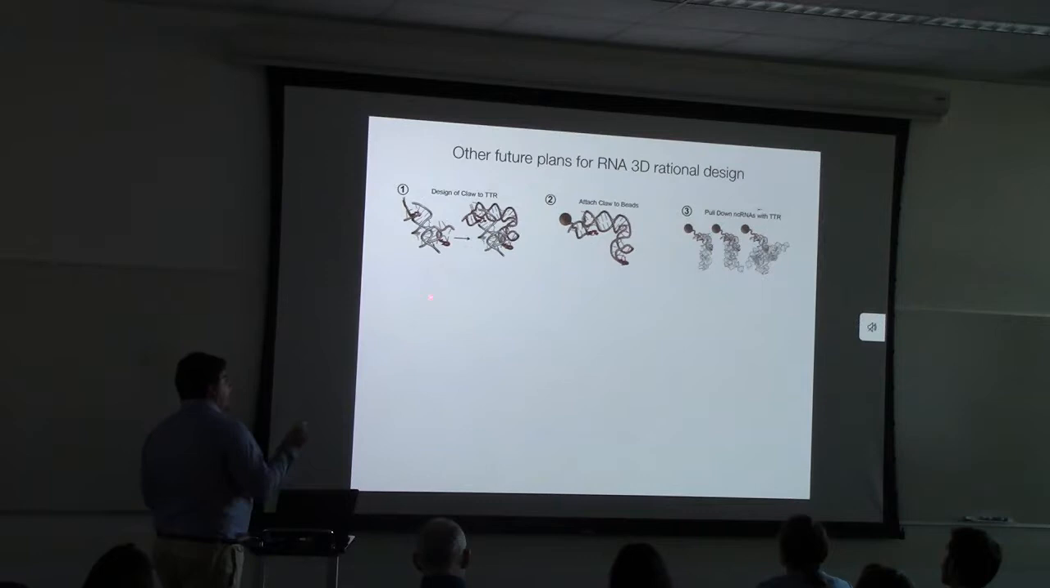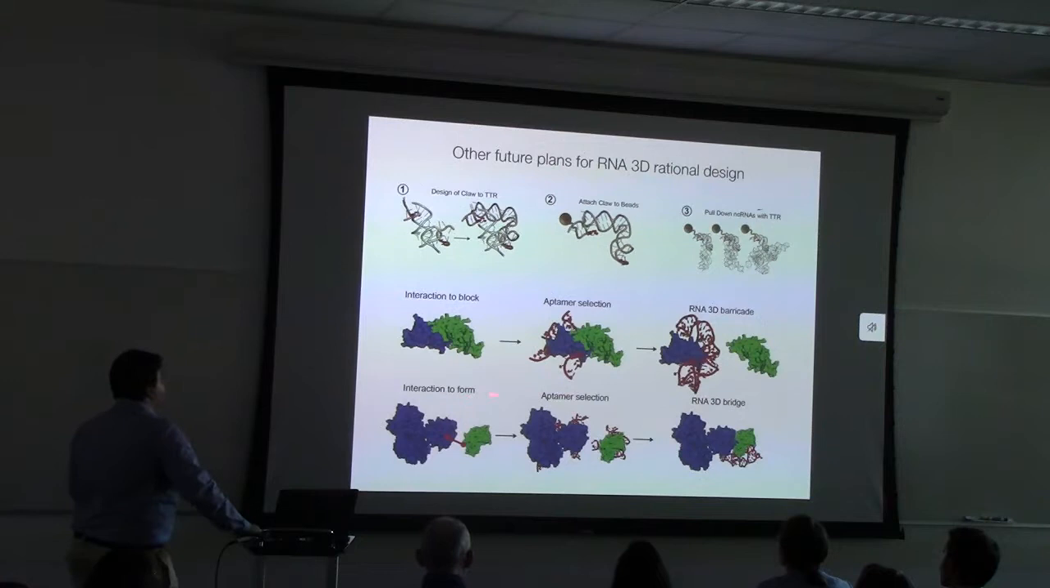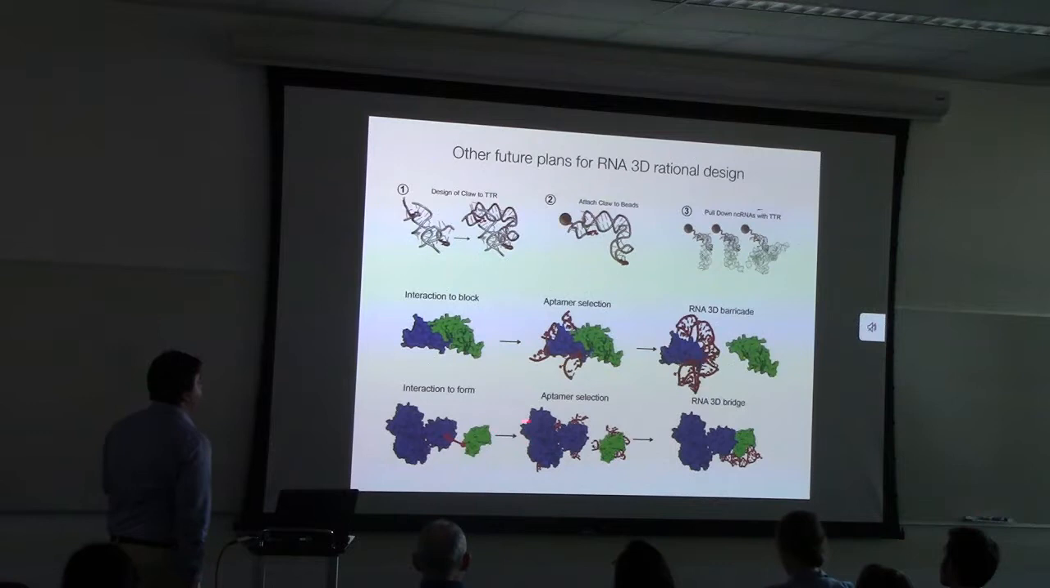And lastly, I'm looking into an idea of using both selection and rational design to build RNAs that could block protein-protein interactions as potential therapeutics, or bring them together to bring them to the proteasome, where there's an E3 ligase and a protein you want to degrade.